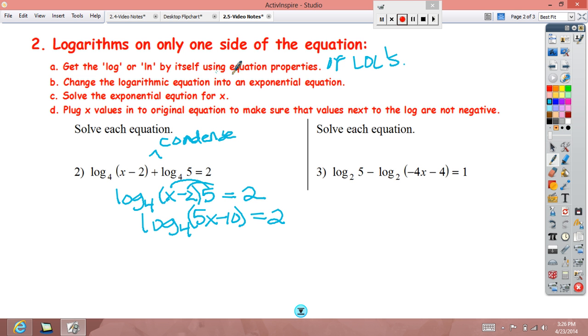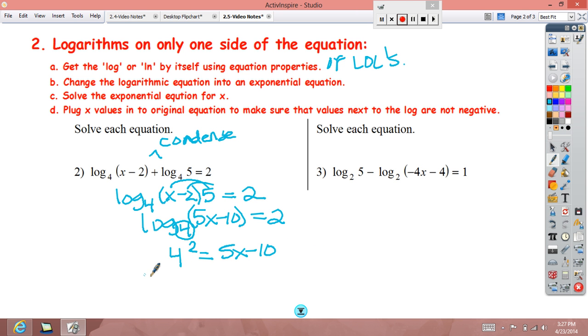So get the log by itself using equation properties, LOLs. All right, we have that here. So B, change the logarithmic equation into an exponential. So I need to get this out of logarithmic form. Well, I do that using what we talked about in 2.3. And so I start with my base, my 4 raised to the second power equals what's on the same level as log, and that's 5x minus 10. Okay, now I've got rid of the log, changed it into exponential.